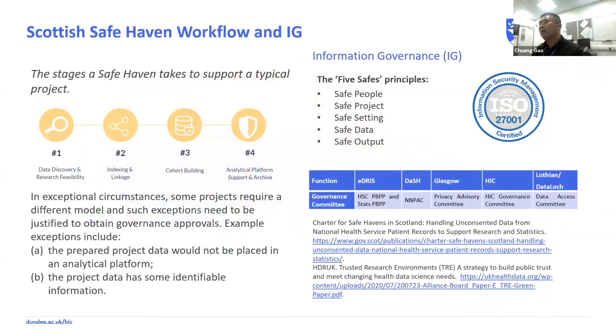So what is a typical workflow for a safe haven? The very first step is data discovery and research feasibility. This is the stage where the researcher approaches the safe haven saying, I have the idea of doing this research, but I'm not sure I have enough data, enough patients in the cohort for me to conduct the research. Can you please find it out for me? And the safe haven will collect the selection criteria of the cohort and then go back and do cohort building, and then report back to the researcher saying, okay, based on your requirements, we have this number of patients available if you want to conduct the research with us. And then the researcher may say, oh, this is too many or too few.